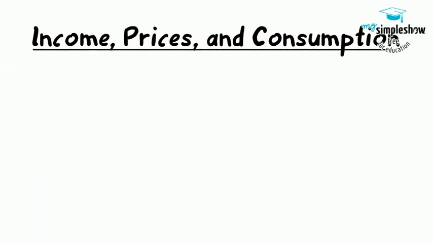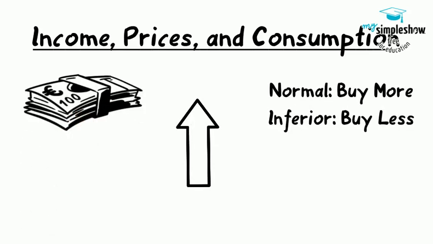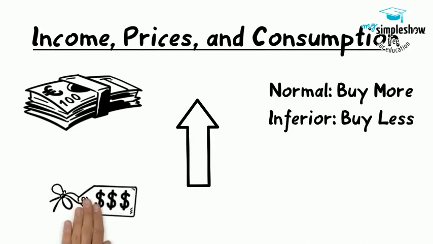Income, Prices, and Consumption. The budget constraint framework suggests that when income or price changes, a range of responses are possible. When income rises, households will demand a higher quantity of normal goods, but a lower quantity of inferior goods.